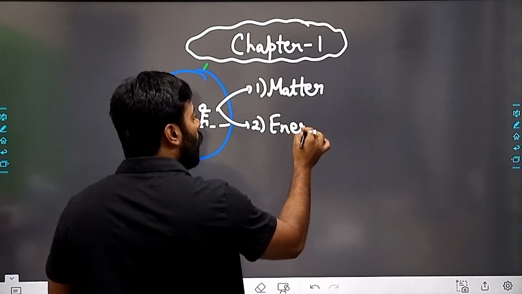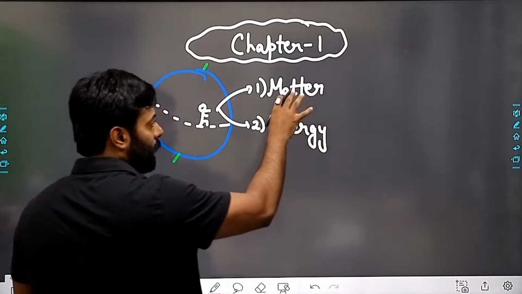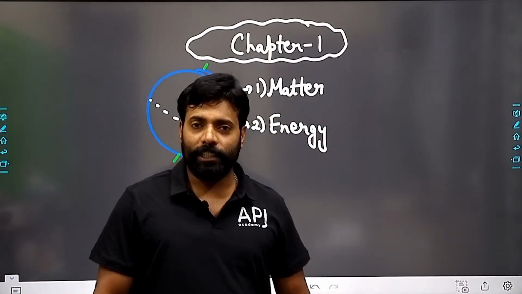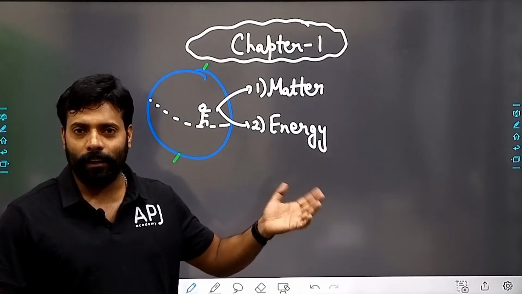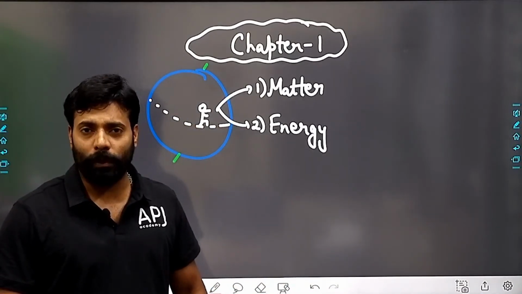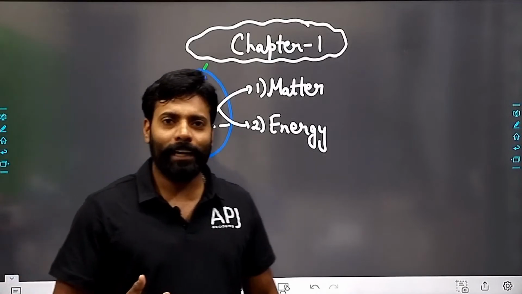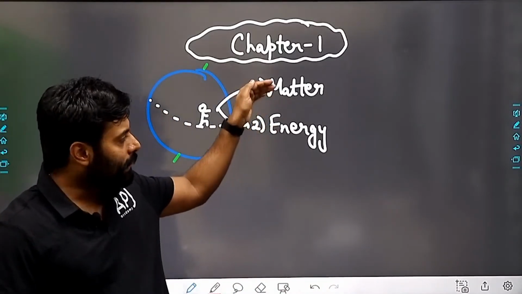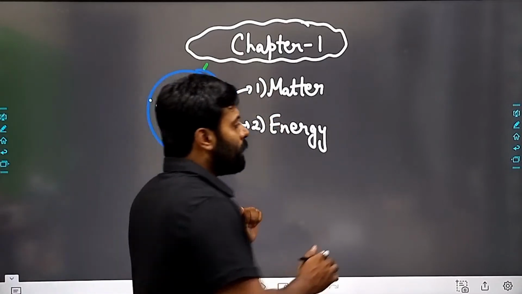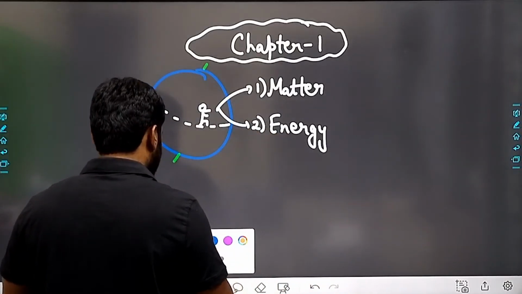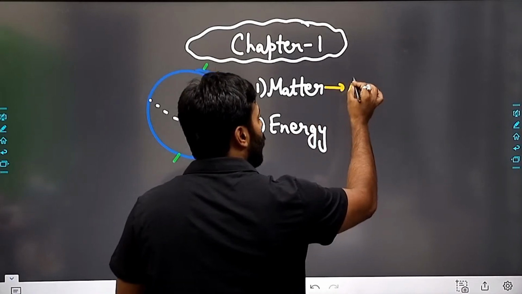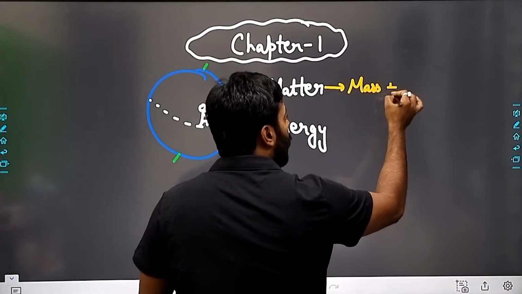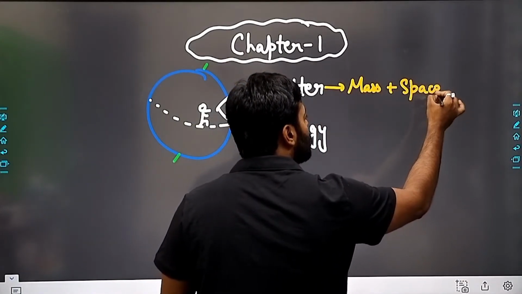And these two are also interrelated. Einstein gave us the equation that matter and energy are interrelated with E equals mc squared, which we will study in the future classes. So we can only see these two things, and matter is anything that has mass and occupies space.